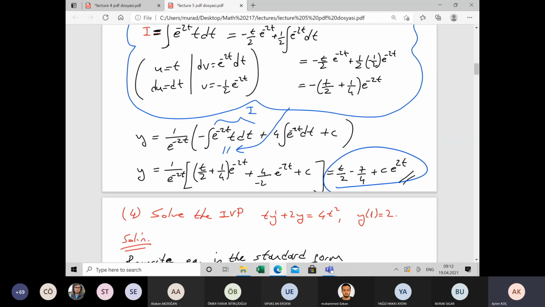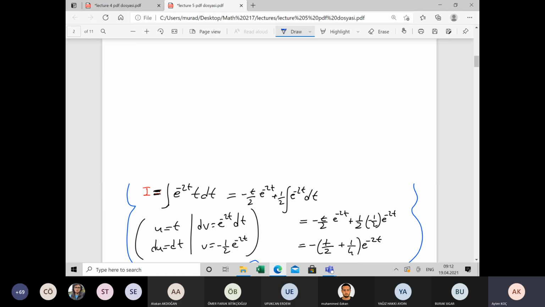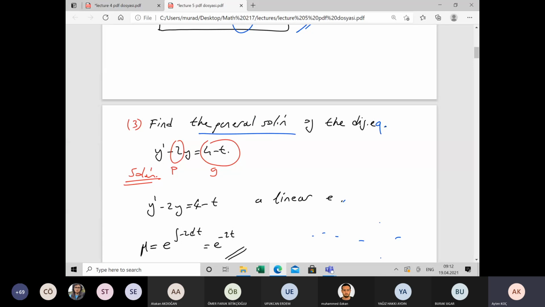Solve the initial value problem: t y prime plus 2y equals 4t squared, and y of 1 is 2. Look at the previous example. The solution y contains the constant c, so we found the general solution, which contains c.